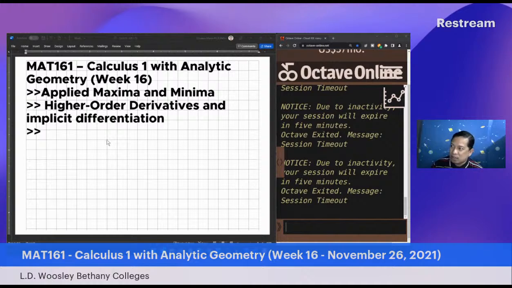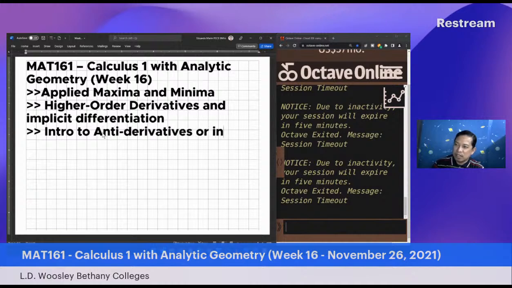Siguro yung intro na, sige. Intro to antiderivative or integration. Antiderivative or integral. Kasi ito continuation na to ng towards calculus 2 na to. Calculus 2 na yan. Calculus 2 na. Nasa calculus 1 pa lang tayo.